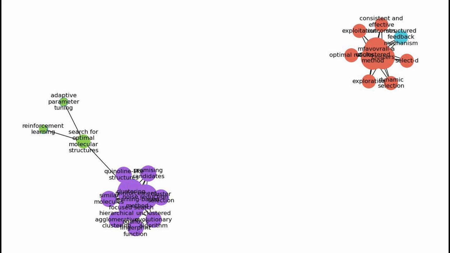The results from the study showed that this reinforcement learning approach produced more consistent and effective outcomes compared to the unclustered method. The unclustered evolutionary algorithm lacked the structured feedback mechanism provided by the cluster selection process, leading to less optimal results in finding low-energy molecular configurations. Overall, the combination of clustering and adaptive parameter tuning in the reinforcement learning-based method led to enhanced performance, demonstrating that this approach could yield superior results in the search for optimal molecular structure.